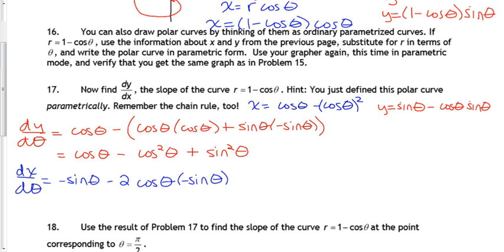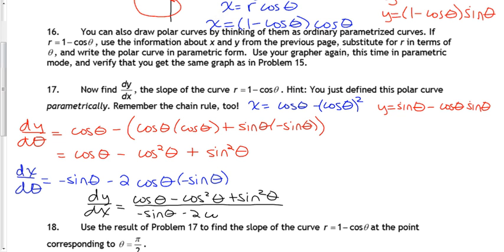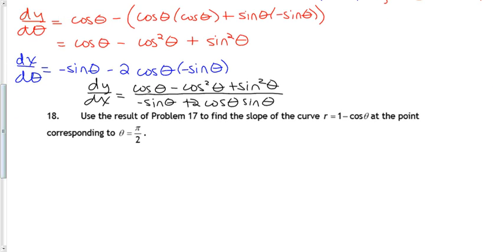So we're going to go ahead and write now what our dy dx is. And we have cosine theta minus cosine squared theta plus sine squared theta all over negative sine theta plus 2 cosine theta sine theta. That is our dy dx. That's our calculus. So moving on to 18, we're going to use this to find the slope of the polar curve at the point corresponding to theta being pi over 2.